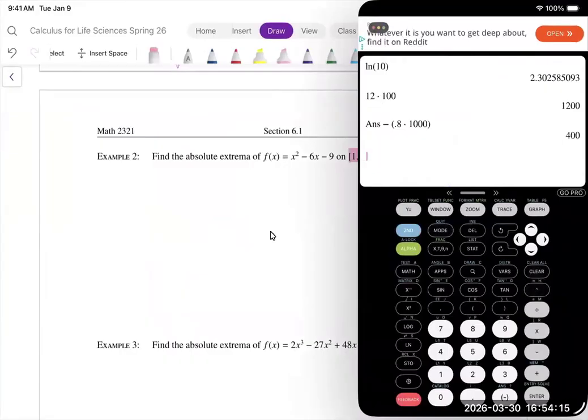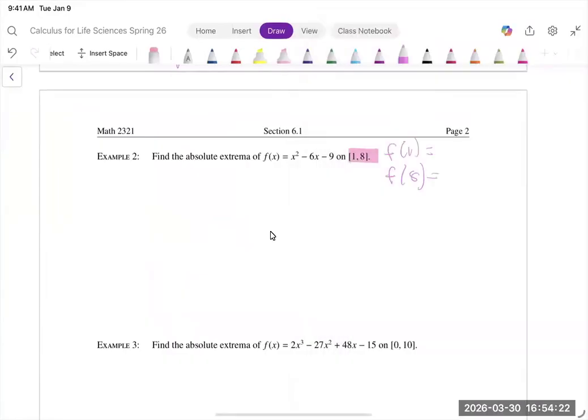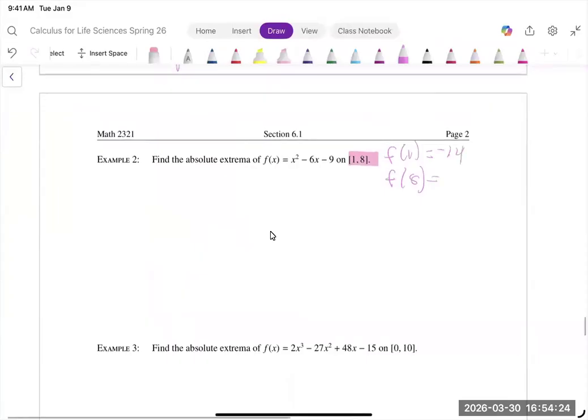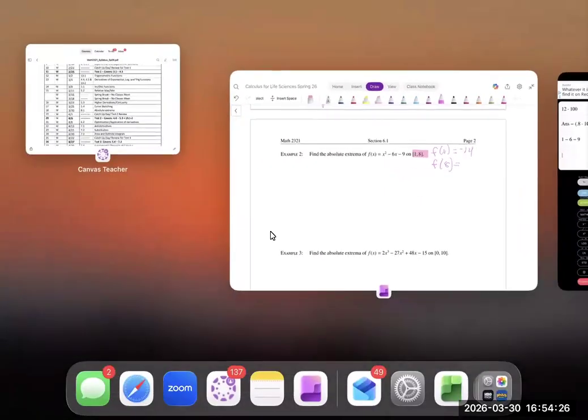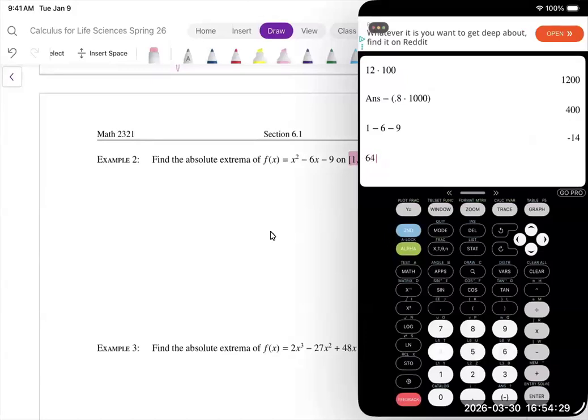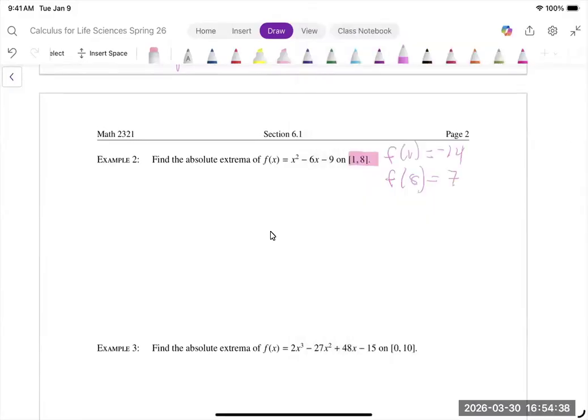So f of 1, so that is 1 minus 6 minus 9, negative 14, and then f of 8: that is 64 minus 48 minus 9, 7. All right, so we found f of 1 is negative 14. We found f of 8 is 7. So that's our endpoint values, the values of our endpoints.